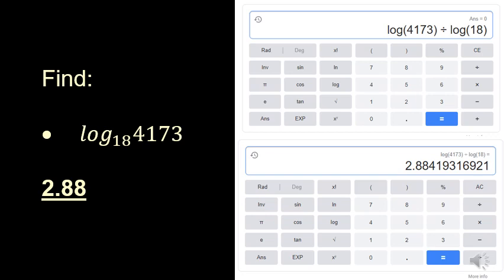The first one I again typed into the calculator on Google, and all you need to do to find that is just type the words scientific calculator right straight into the Google search box, and then you can never say you don't have a calculator because it is built in right there. I did log, it throws in parentheses, I type 4,173 and I close those parentheses, divided by log, and then I put 18 in the new parentheses. When you hit equals, you get your answer, and again, I just rounded to 2 decimal places, so we've got 2.88.